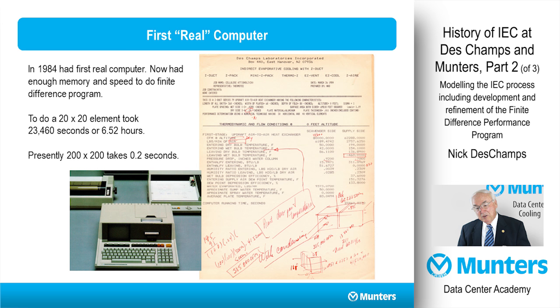Now, a 200 by 200 element takes 0.2 seconds. That's, let's see, 400 over 40,000 is 100 times more heat exchangers, and an infinitely small amount of time.